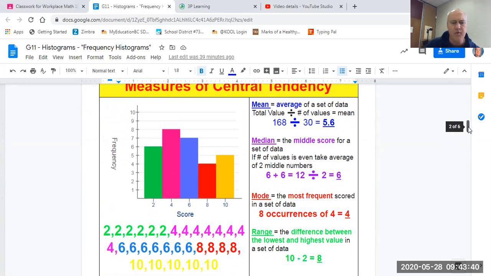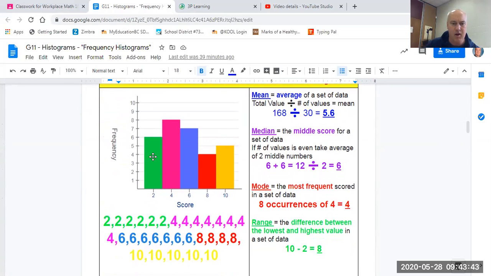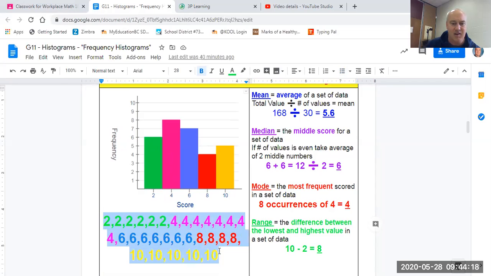If we look at this example, this histogram is telling us that the number 2 occurred 6 times. So here I put the number 2 six times: 1, 2, 3, 4, 5, and 6. Same thing with 4, which you can see in purple, 8 times. The number 6 occurs 7 times, the number 8 occurs 4 times, and the number 10 occurs 5 times. This is essentially the data set that would have been able to make us this histogram.